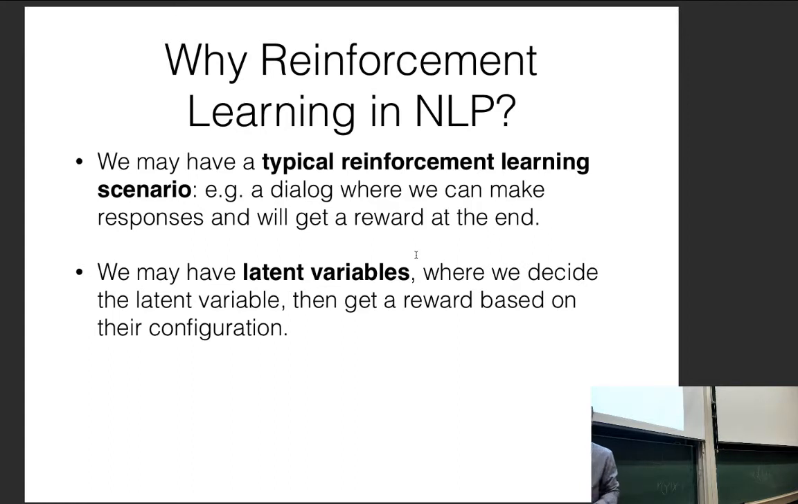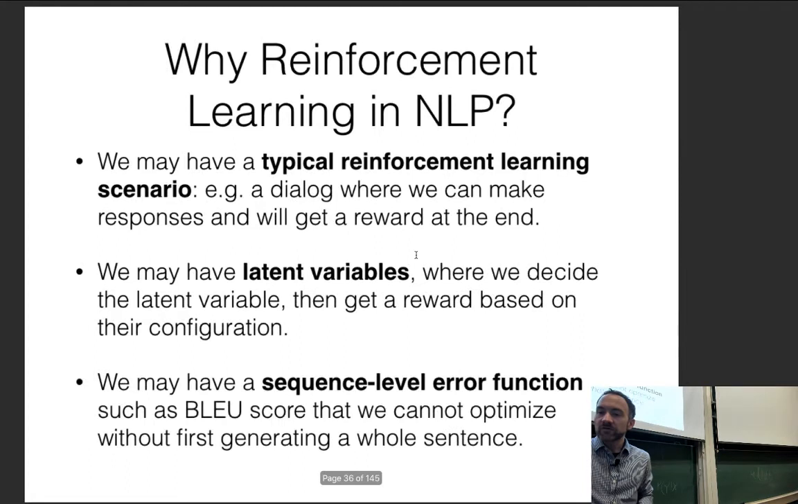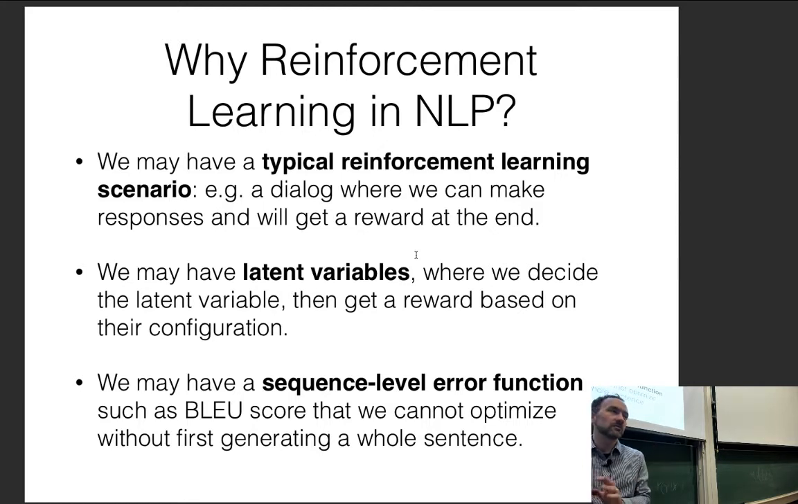We need to get a reward based on the configuration of the latent variables. Then finally, we might have a sequence level error function, such as BLEU score, which we cannot easily optimize without first generating a whole sentence. So this is another widely used application. This is what I just talked about with minimum risk training, for example. And so all 3 of these are examples of where people have used reinforcement learning.